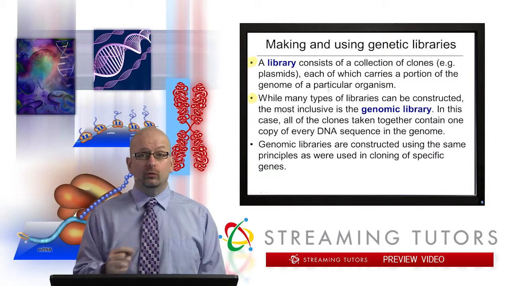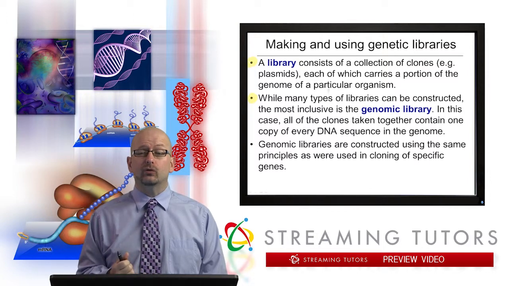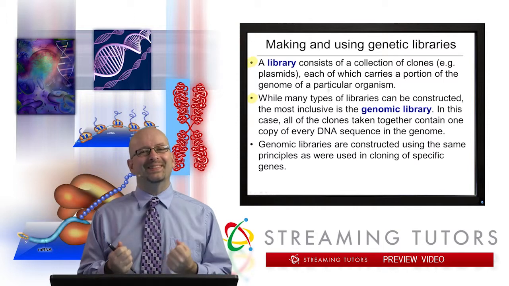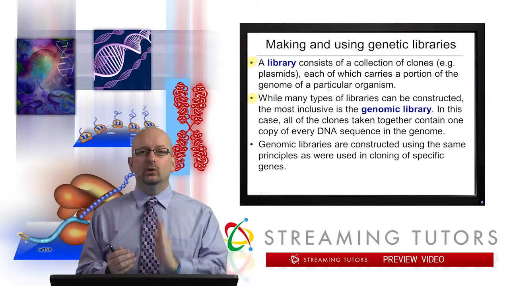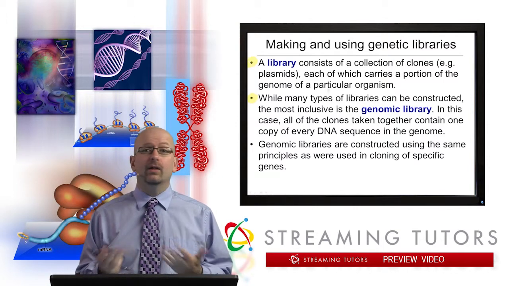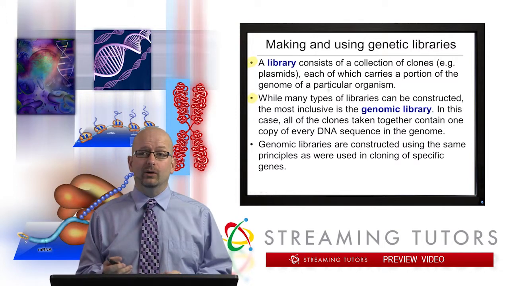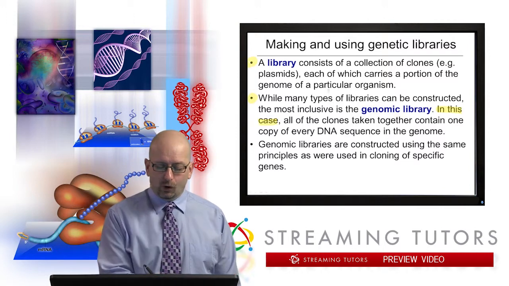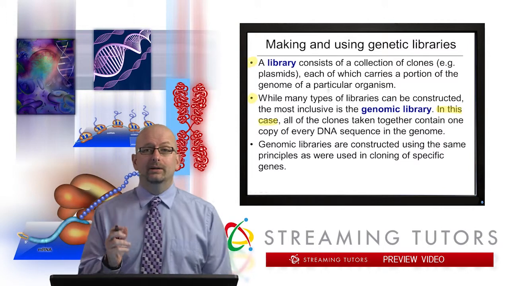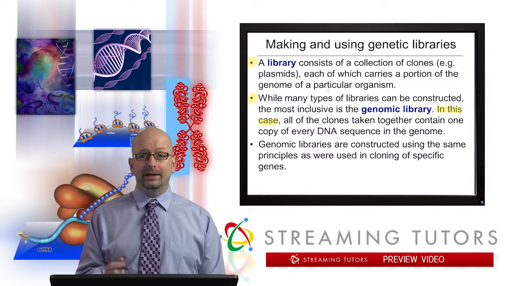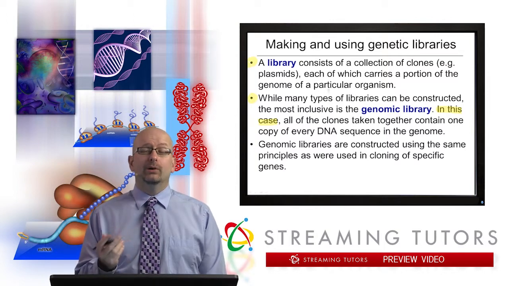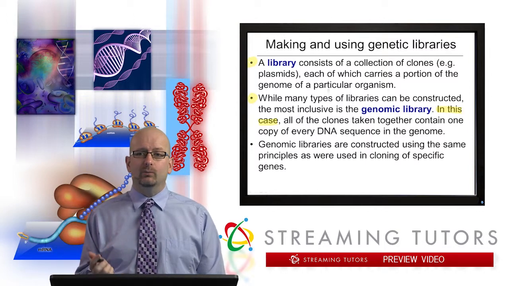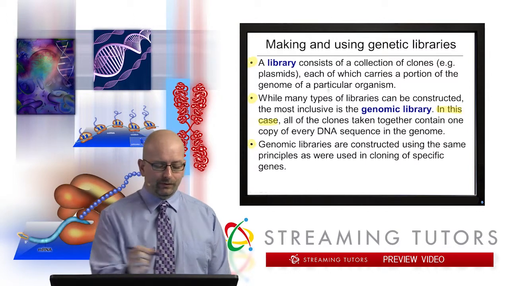The most inclusive one, and the kind we'll discuss first, is called a genomic library, meaning that somewhere in those books in the library, those clones, you will find every single gene and other DNA sequence present in the genome. So I think I just said this, but all of the clones taken together contain at least one copy of every DNA sequence in the genome. But you might say, so what? What's the difference between having that and the genome? Well, we're about to find out.